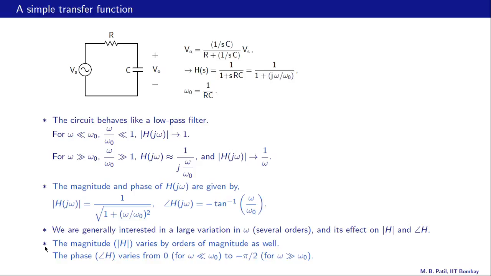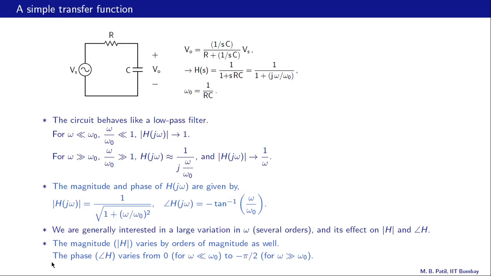As omega varies over a wide range, the magnitude of H, that is mod H, will also vary by orders of magnitude. And here is an example. We have mod H proportional to 1 over omega here, and if omega changes by several orders of magnitude, mod H will also change by several orders.